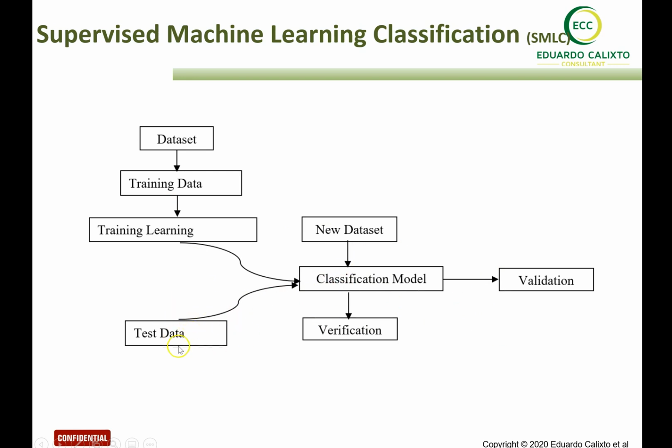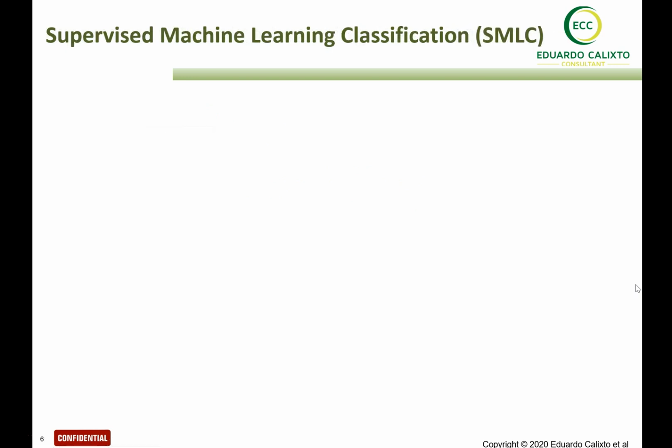Then we use the test data, that's 30% of the total data set, to verify how good the model is. Then if we got a good result, we use a new data set similar to the first one to validate this model.